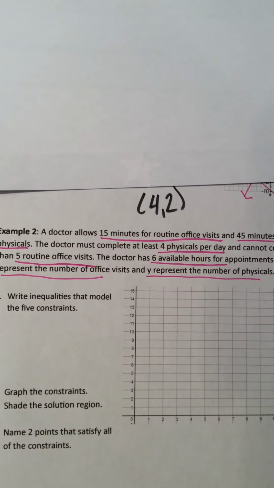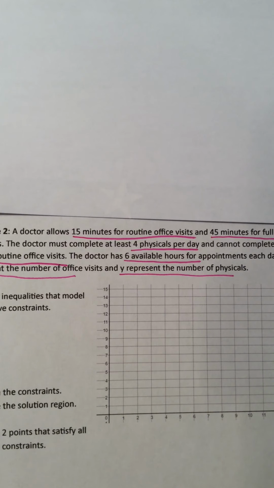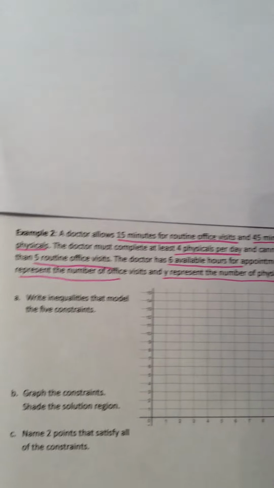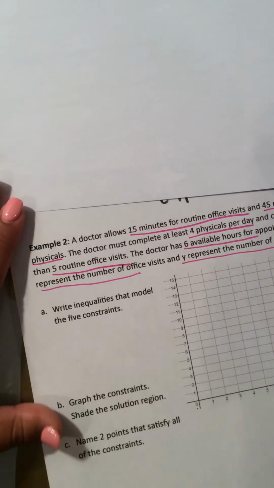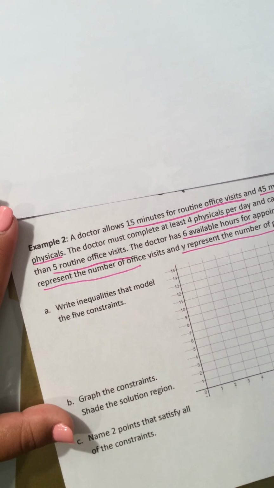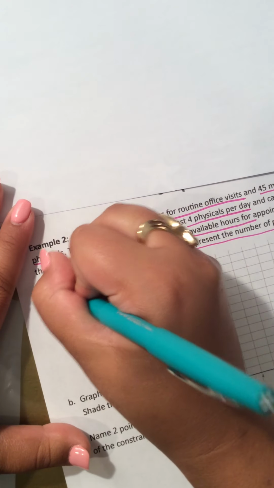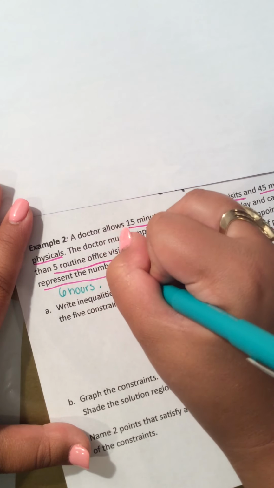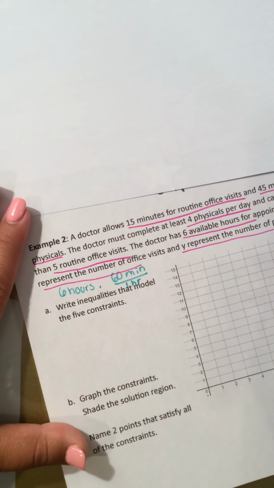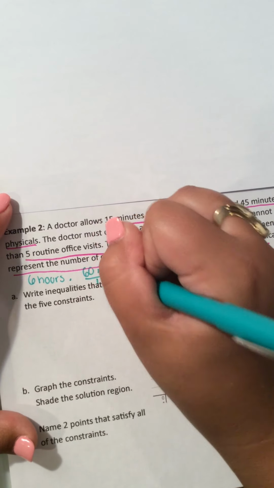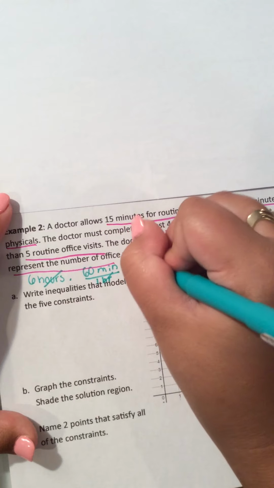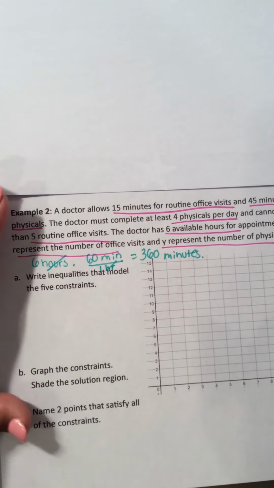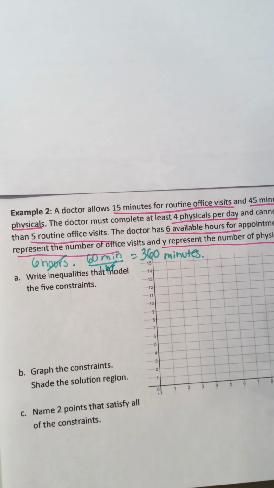As you notice, I highlighted as I went. That's just to keep myself in check so I know what's going on. One thing to note is that my office visits and physicals are in minutes, but the doctor only has 6 hours. So I need to convert hours into minutes. Let me use a different color. We have 6 hours, and we're going to multiply it by 60 minutes, because in 1 hour there are 60 minutes. When we do this, your hours cancel and I'm left with minutes. So 6 times 60 is 360 minutes. Not that bad. Now it says write an inequality that represents the 5 constraints. Well, there's a lot of constraints to this.